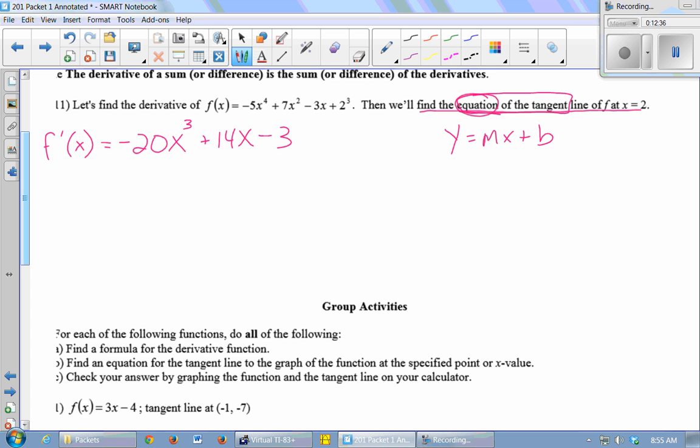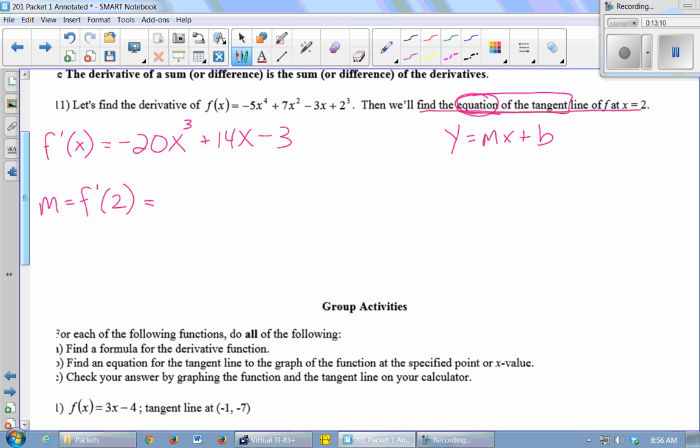They want the equation of a specific line, the line that's tangent to the function f at x equals 2. So to find the equation of this line, I need a slope and I need a y-intercept. How can I find the slope of this line? Plug in 2 into the derivative, because the derivative tells you the slope of the tangent line at any given x value. So m, the slope of my line, is f prime of 2. The derivative at 2 is the slope of the tangent line at 2. So plug in a 2 here.